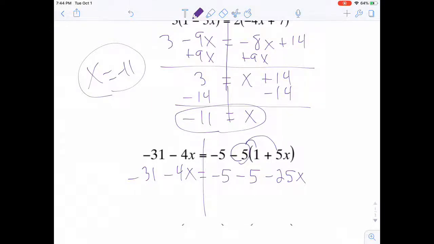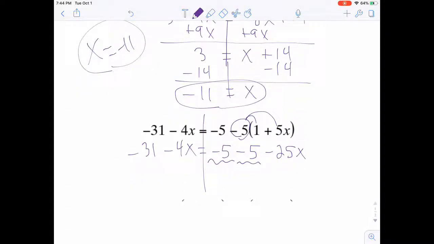My next step is to combine like terms on either side of the equal sign. So on the left-hand side, I don't have any like terms, but on the right-hand side, I have this negative 5 and this negative 5. So on the left-hand side, I rewrite everything else as is. And on the right-hand side, I have negative 10 minus 25x.